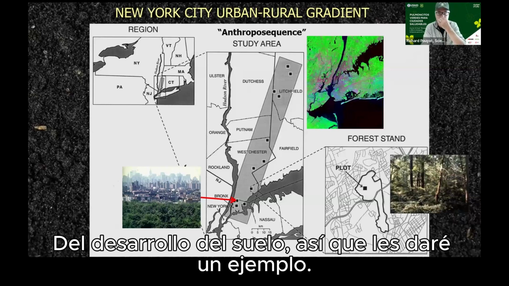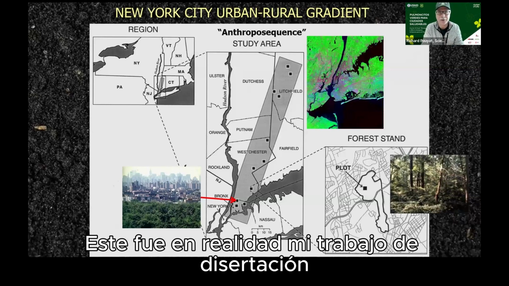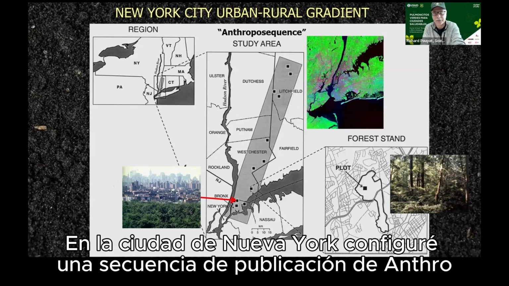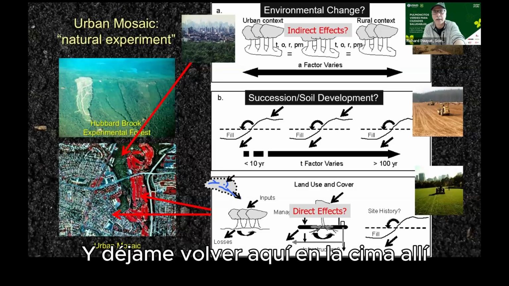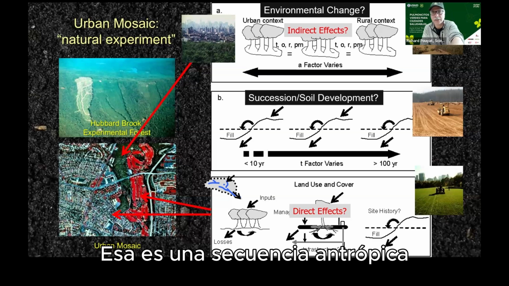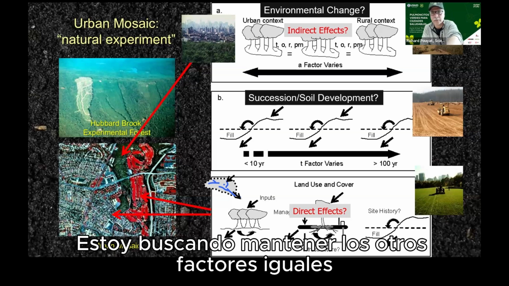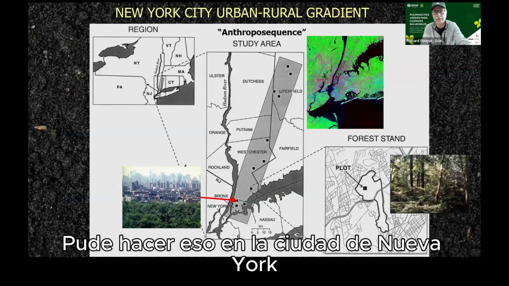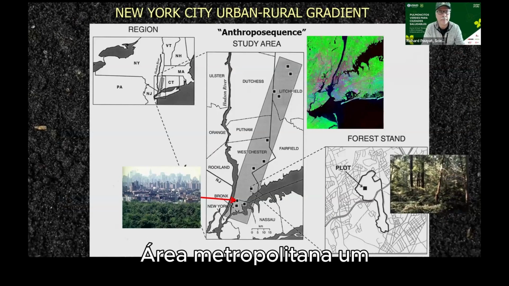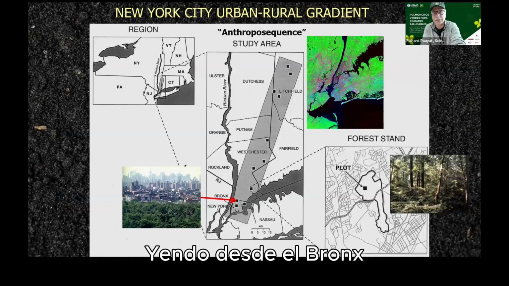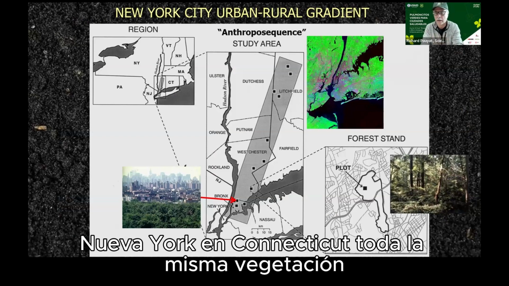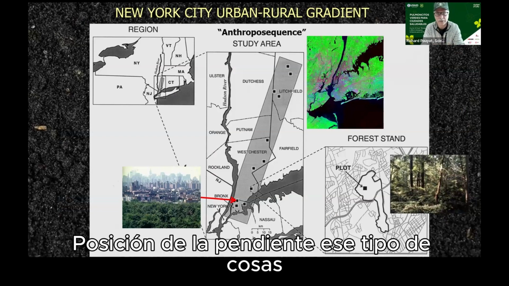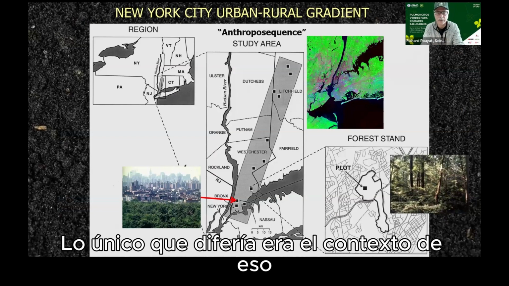So I'm going to give you an example. This was actually my dissertation work in New York City. I set up an anthroposequence, and let me go back here on the top there. That's an anthroposequence. So it's an indirect effect I'm looking at, keeping the other factors equal. I was able to do that in the New York City metropolitan area, going from the Bronx, New York into Connecticut, all the same vegetation, all the same parent material, slope position, that sort of thing. The only thing that differed was the context of that forest.